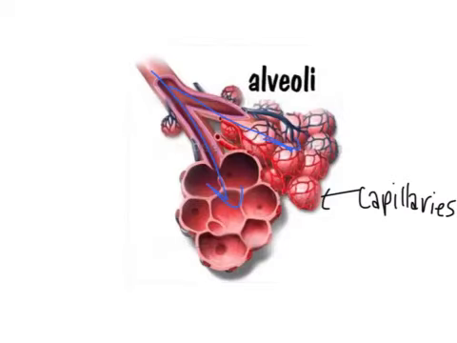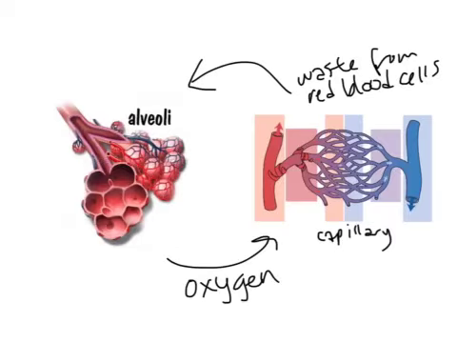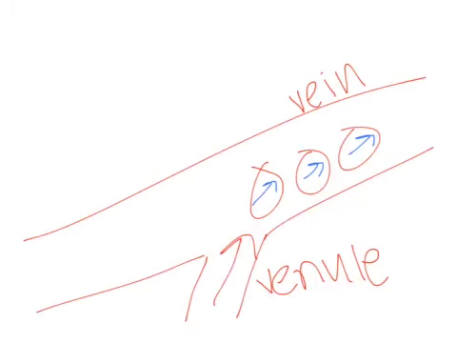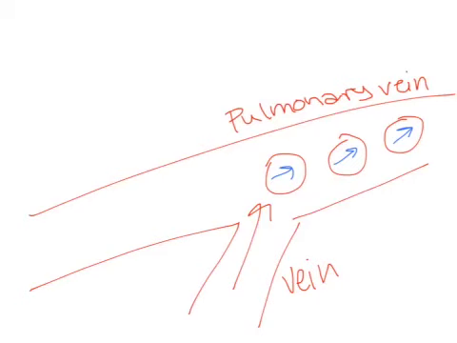Then to the alveoli at the end of the bronchioles. The capillaries surrounding the alveoli deposit waste from the red blood cells into the alveoli in exchange for oxygen. From the capillaries, the red blood cells, now carrying the oxygen, travel through the venules. From the venule, they travel to the vein, then into the pulmonary vein.